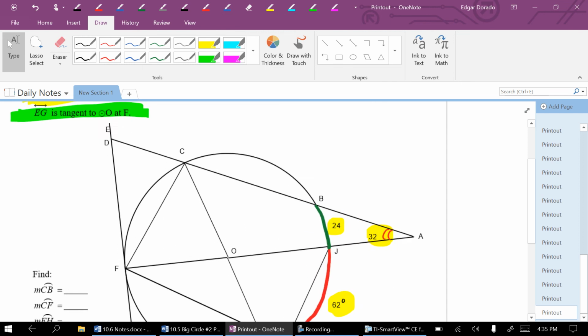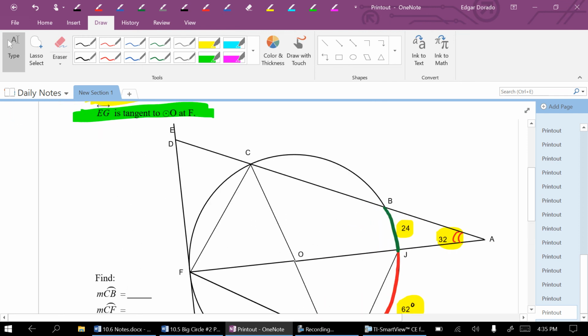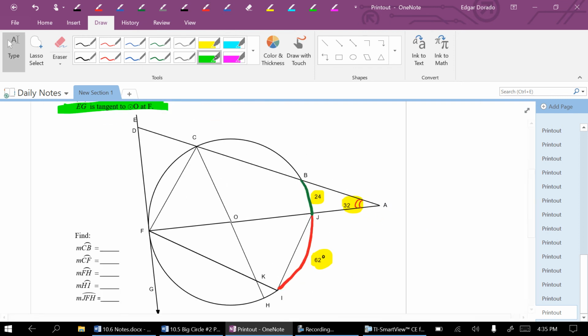And that first one, which may be where the confusion is coming from, guys, is that the line EG is actually tangent to the circle O at F. Now you guys got to remember something from that. Here's the line EG right there. If it's tangent, that means it only touches the circle right there at F.